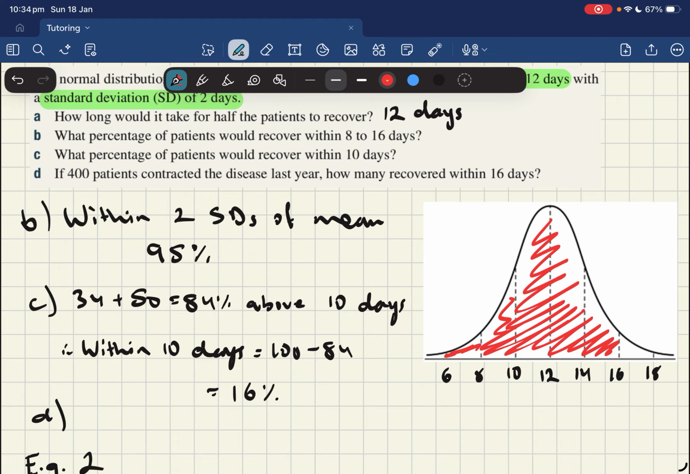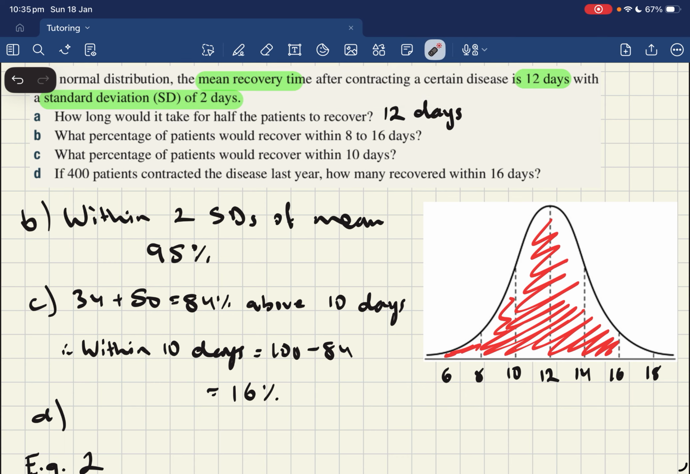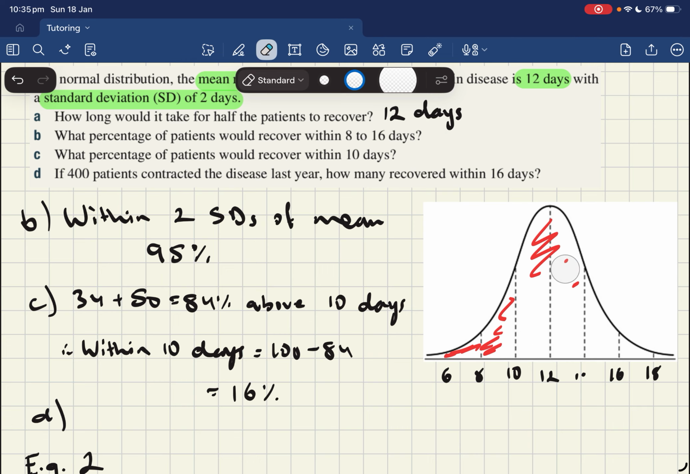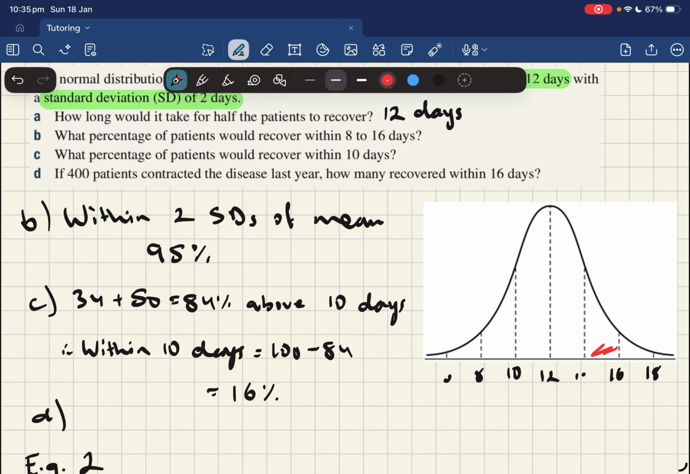We can either just count everything here, or we can figure out what the percentage above 16 is going to be. Now, we know that the percentage above 2 standard deviations is going to be 2.5%. The reason we know that is, if we imagine 2 standard deviations, let's actually just redraw this. Within 2 standard deviations is here.